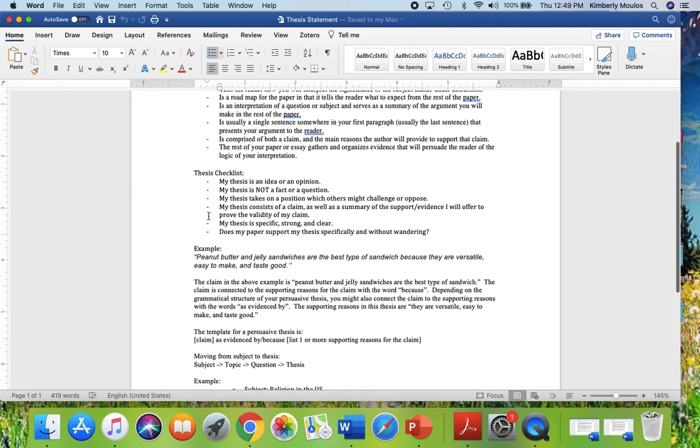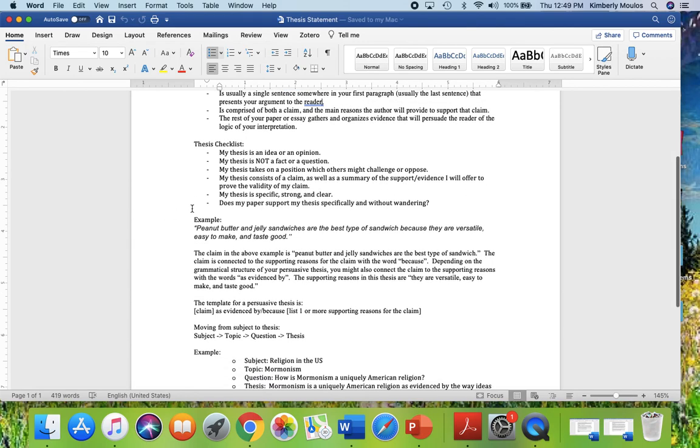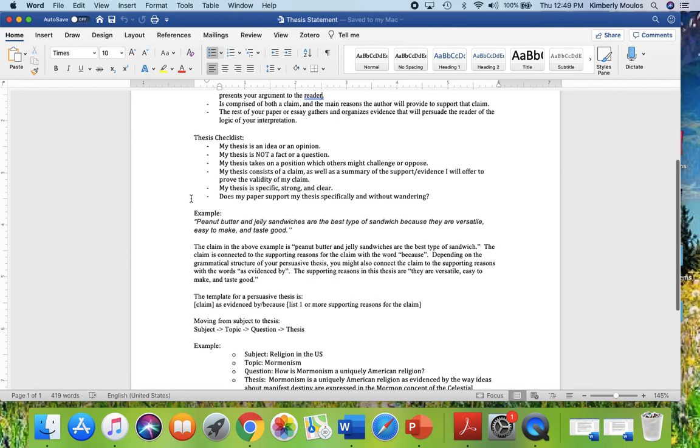My thesis consists of a claim as well as a summary of the support or evidence I will offer to prove the validity of my claim. And I'll talk more about that in this handout when we get to the structure of it. My thesis is specific, strong, and clear. And does my paper support my thesis specifically and without wandering? So it's really important that whatever the page requirements are for this paper, if it's a 4 to 6 page paper, that means that you're going to make a thesis statement that's going to have a claim and outline the support for your claim.